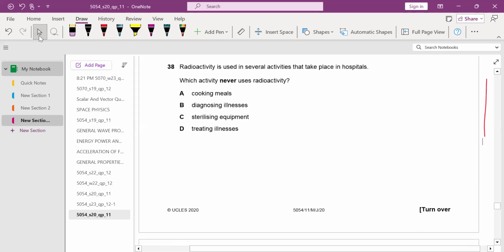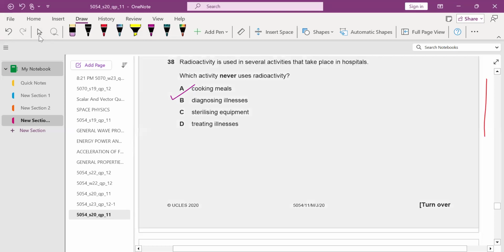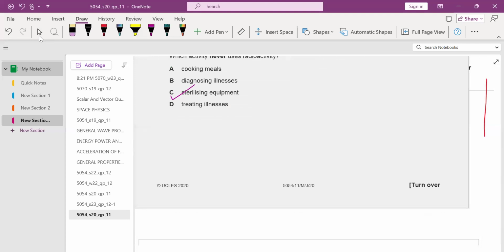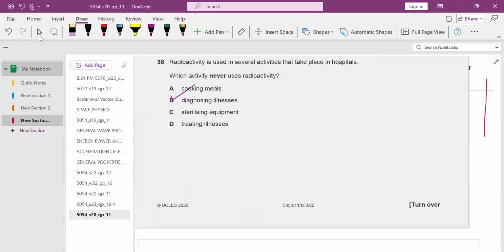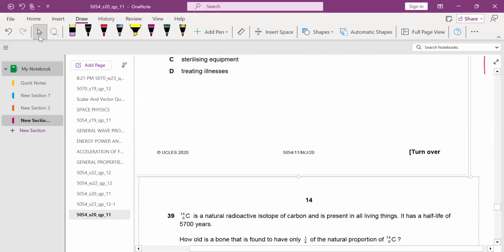Question 38. Radioactivity is used in several activities that take place in hospitals. Which activity never uses radioactivity? Cooking meals, option A. It doesn't use radioactivity. Question number 39.